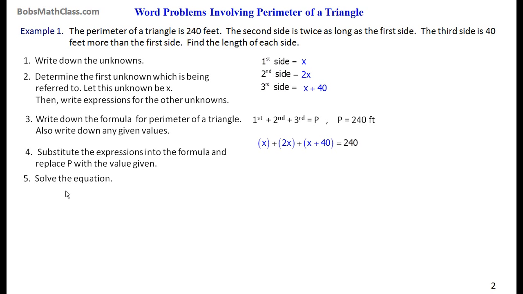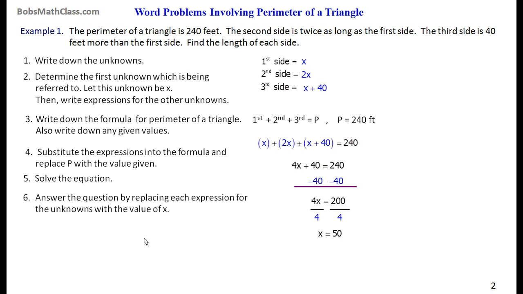Next, number 5, solve the equation. Add the like terms. That would be 4x plus 40 equals 240. Subtract 40 on both sides. So that's 4x equals 200. Then divide by 4 on both sides. And that gives us x equals 50.